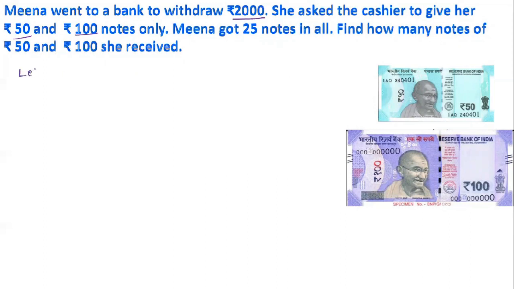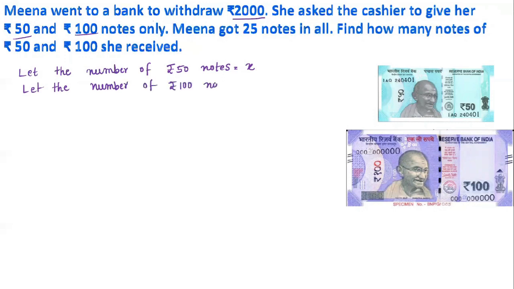Meena went to withdraw 2000. She got 25 notes. There are some 50 rupees notes and there are 100 rupees notes. So let the number of 50 rupees notes be x. Let the number of 100 rupees notes be y. We don't know the number of 50 rupees notes and 100 rupees notes, so take it as x and y.